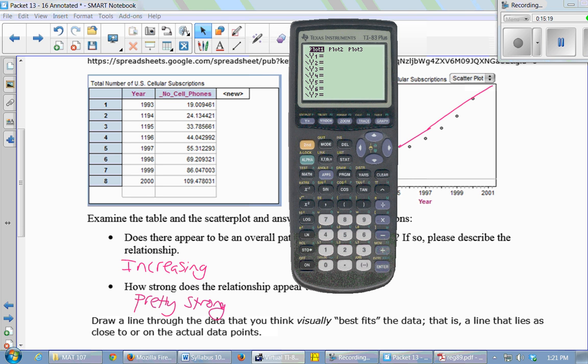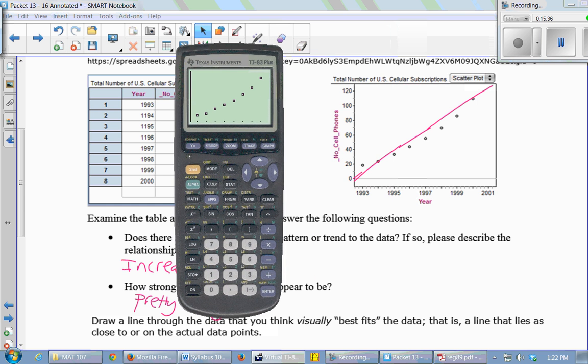And to choose a window, I could either look at my data and go to window and pick it based on my data, or I could just press zoom 9 for zoom stat. And there's my data. Looks just like the picture in the notes. And if I'm going too quickly, like I said, these step-by-step directions are all written in the packet, so you can follow them when I let you. Okay, so I now have a scatter plot.